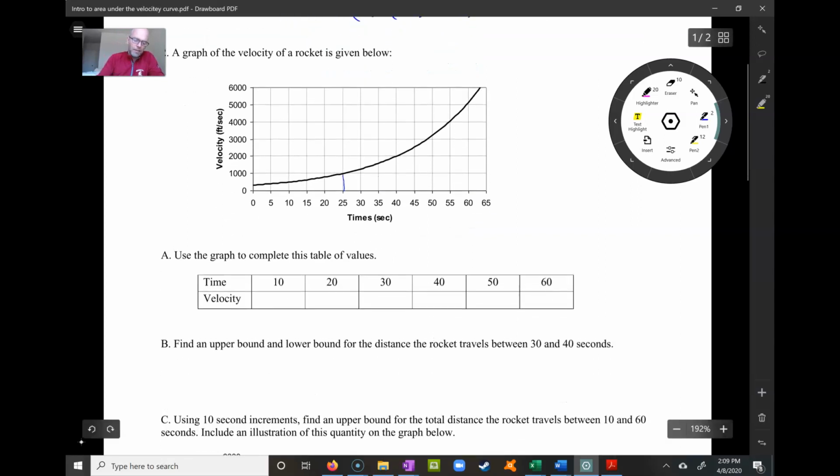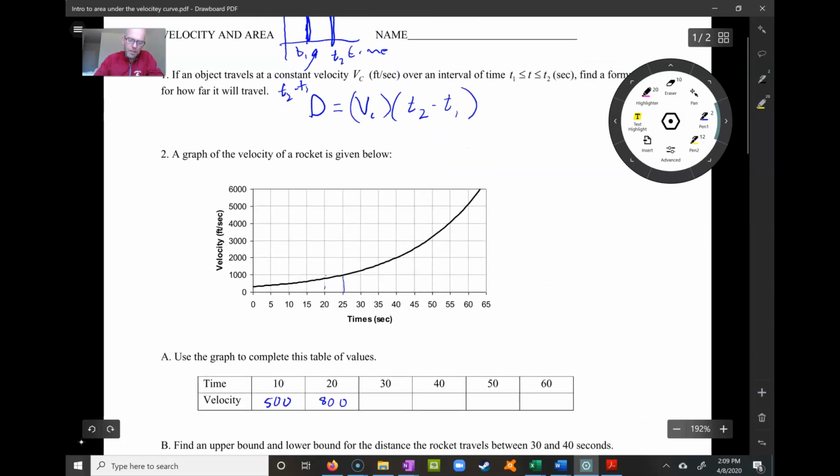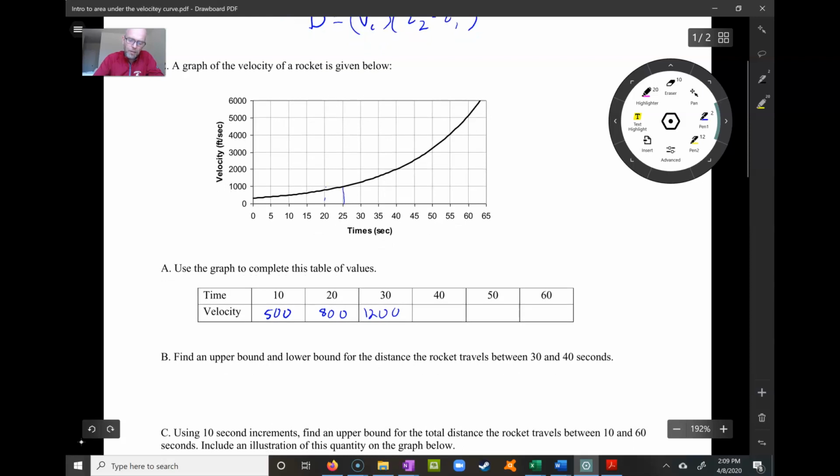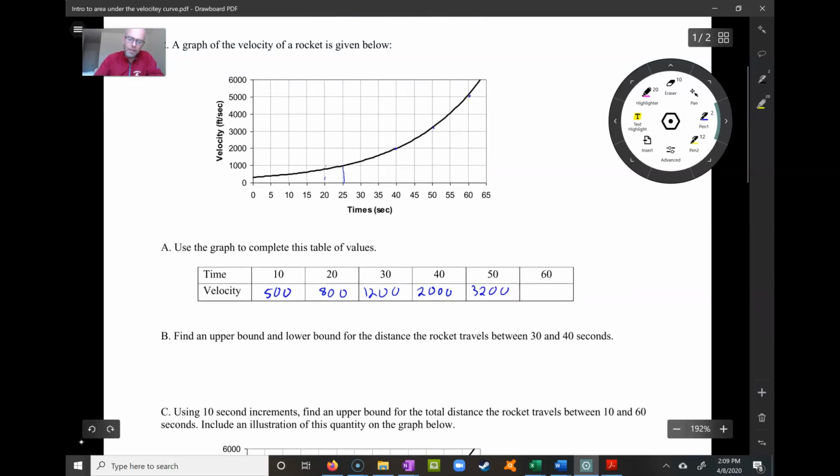So at 10 seconds, the velocity was about 500 feet per second. At 20 seconds, the velocity was about 800. We're just approximating. At 30 seconds, velocity was about 1,200. At 40 seconds, that would be right there, the velocity is at 2,000. At 50 seconds, the velocity is a little above 3,000, so it maybe looks like 3,200. And finally, at 60 seconds, the velocity was right at 5,000 feet per second.